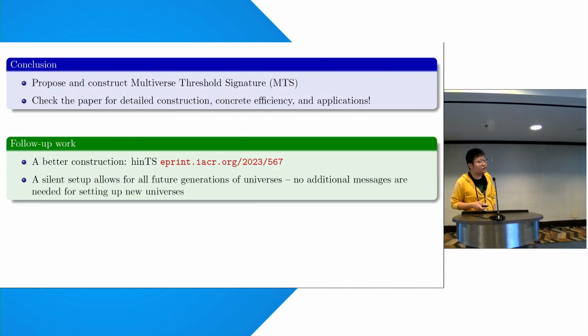And finally, I just want to mention that we also have a follow-up work, which we call HINT, and it's already on ePrint. This actually solves the multiverse threshold signature problem with a better solution, in that this new scheme doesn't even require a per-universe setup. So at day 0, each party sends some one-time message, and this allows for all future generation of new universes, where parties don't even need to send any additional message for setting up a verification key for each universe.